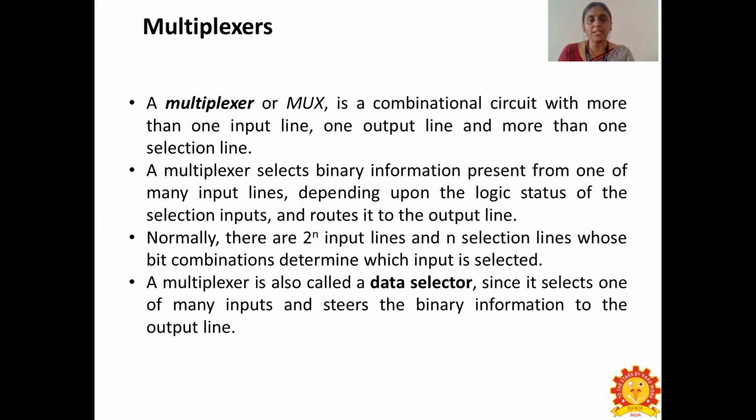And now we will see the multiplexer, which is a combinational circuit with more than one input line, one output line, and more than one selection line. This multiplexer selects binary information present on one of the many input lines, depending on the logic status of the selection inputs, and routes it to the output line. We always have 2 power n input lines for n selection lines, whose bit combinations determine which input is selected. A multiplexer is also called a data selector since it selects one of many inputs and steers the binary information to the output line.